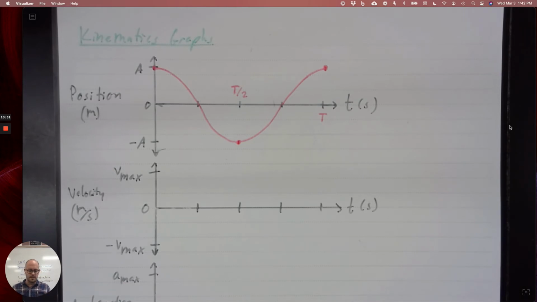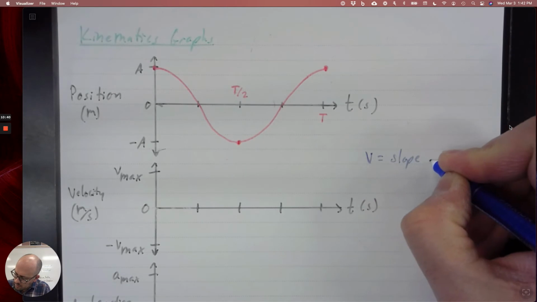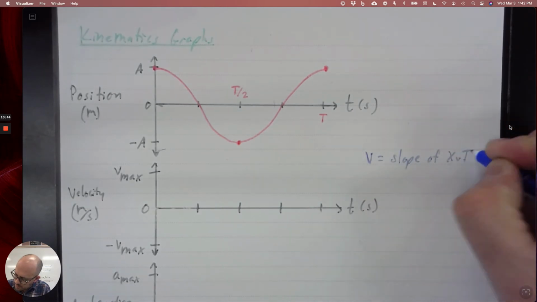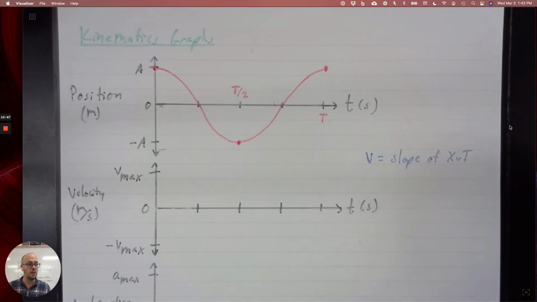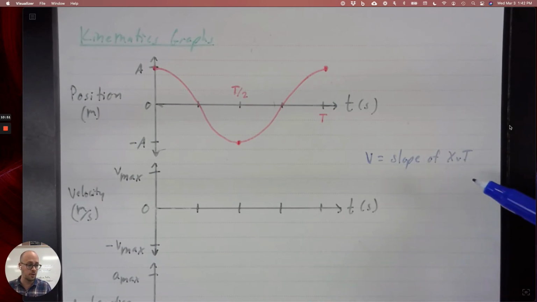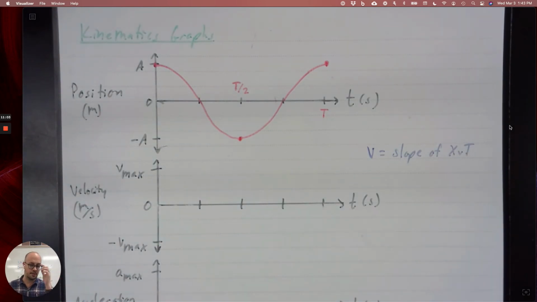Okay, so velocity. Velocity, we'll do in blue. Velocity equals the slope of the position versus time graph. So one way to do this is to make a graph that represents the slope of the position graph. That's a calculus idea, so for the calculus students, go think about that. For the rest of us, we want to imagine that this oscillation is happening in front of us.